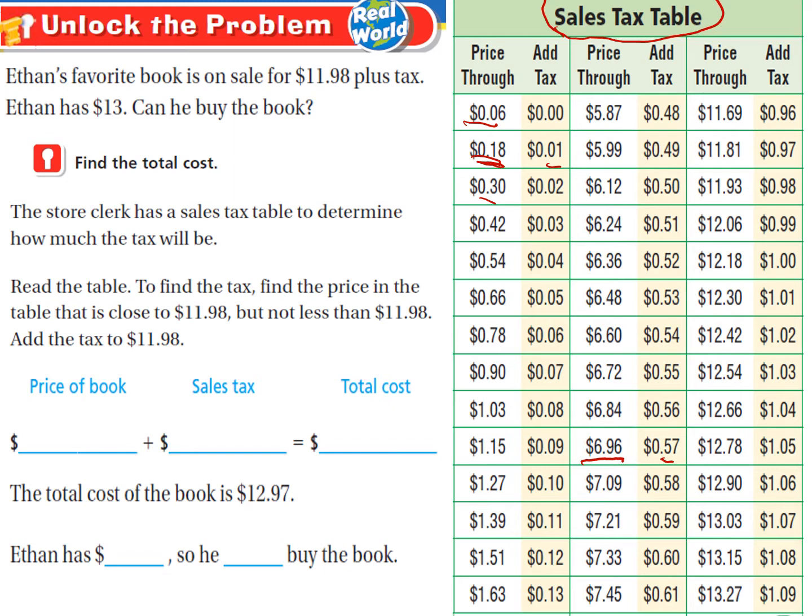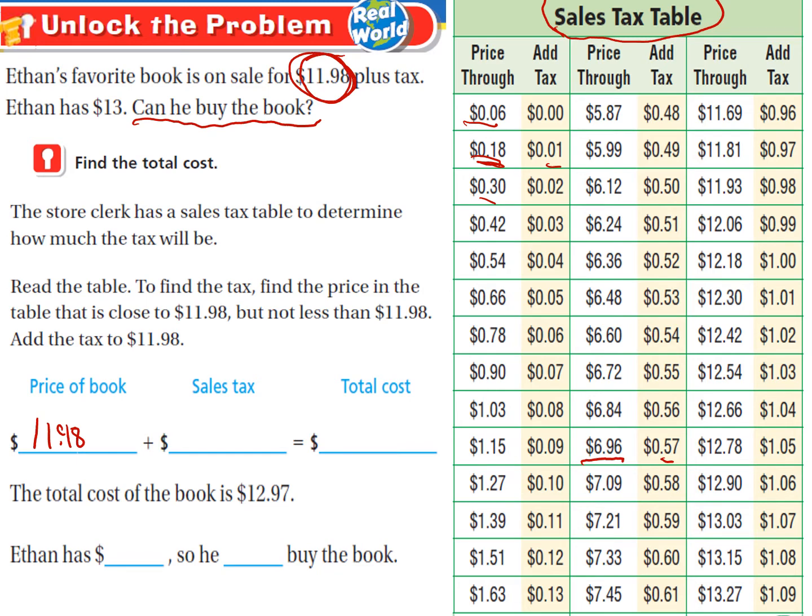Ethan's favorite book is on sale for $11.98 plus tax. Ethan has $13. Can he buy the book? So I know that he paid $11.98 for the book without taxes. So the price of the book is $11.98. Now look at my table, and I've got to find the area where this number is added into.